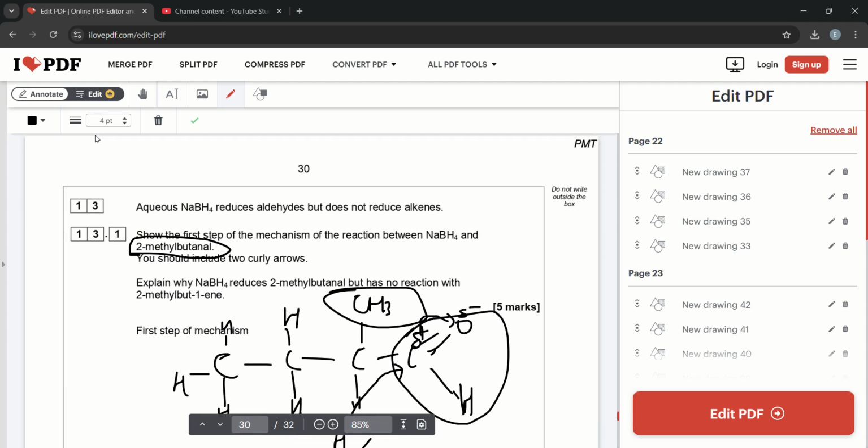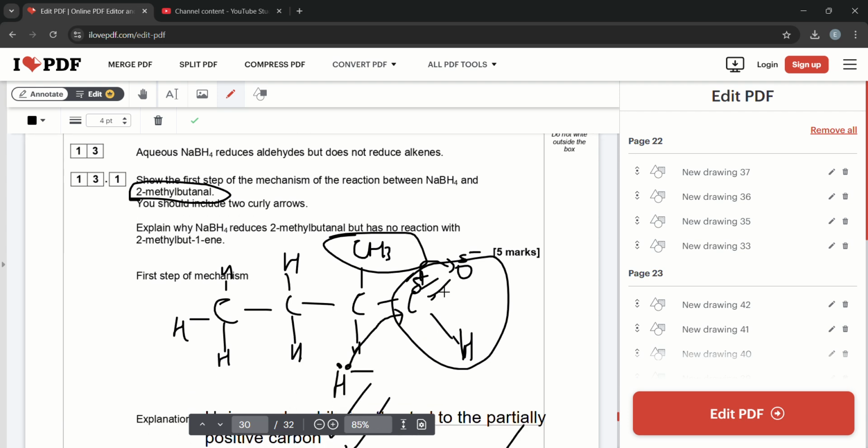13.1, draw out 2-methyl-butanol, the end of the group showing the bond to OH, and then the methyl on the second carbon. The H- ion lone pair of electrons attacks the partially positive carbon, transfers electrons to the oxygen. Nucleophilic addition. I think this is a nucleophilic addition, I'm pretty sure.